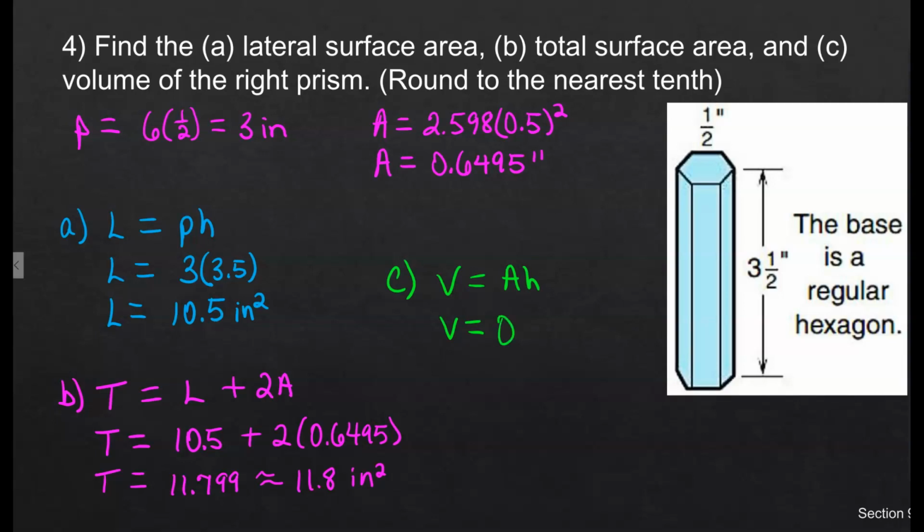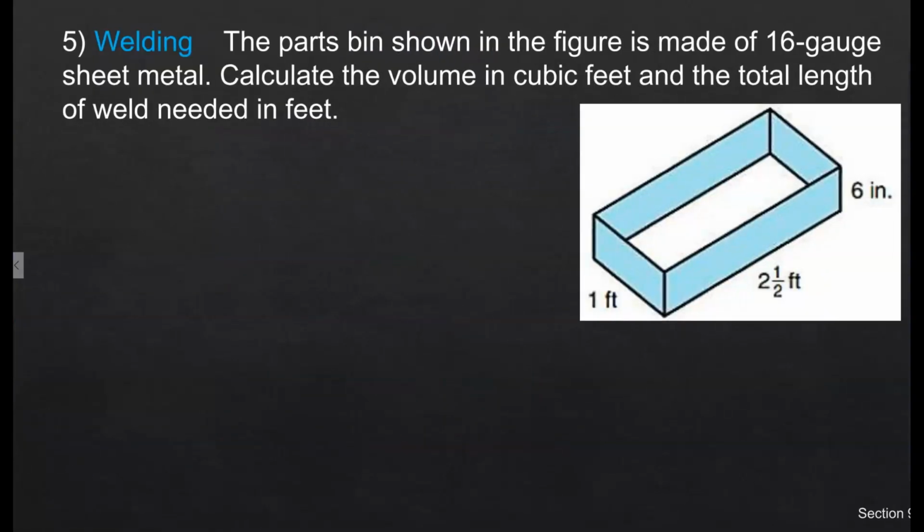Okay, so area of my base, 0.6495 times the height of my prism, which is 3.5. So my volume is 2.27, a bunch of numbers. We're going to round that to 2.3. Once again, I want to remind you, just be careful with your rounding. Okay, so that is the basics on our prisms, and now we're going to go into some of the word problems. All right, so here's the first one.